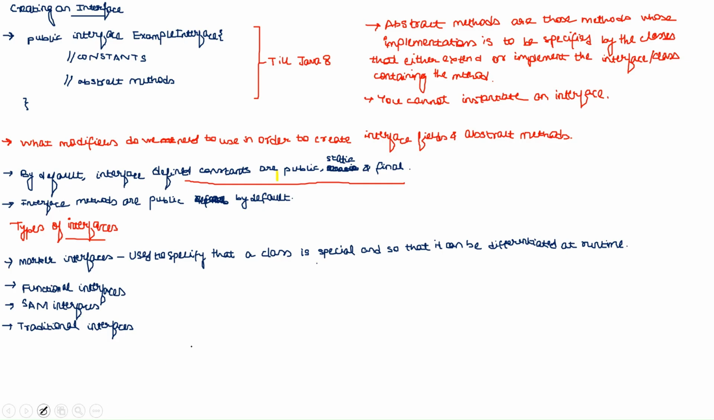Now let us talk about the types of interfaces that are present in Java. The first type of interface that we are going to learn about is marker interfaces. What is a marker interface? A marker interface is an empty interface. It does not have any kind of methods, even abstract methods or any kind of methods in general, and it does not have any sort of fields. So what is it used for then? It is used to signal or basically mark a class for special behavior.